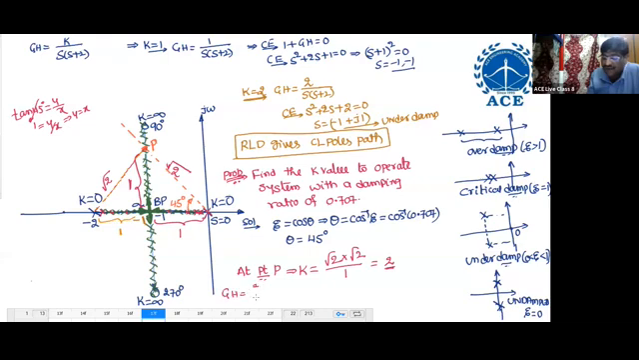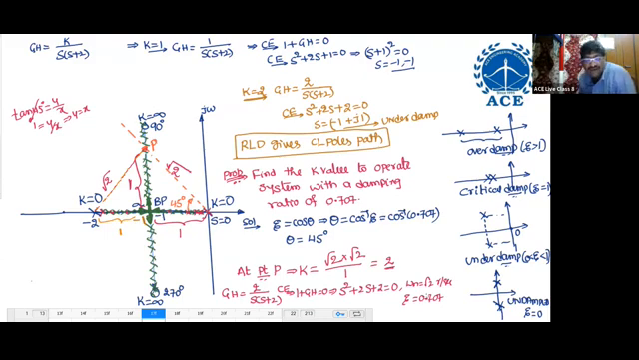GH equals 2 by s into s plus 2. Now write the characteristic equation, 1 plus GH equals 0. So the characteristic equation is s square plus 2s plus 2 equals 0. Find zeta. Omega n equals root 2 radians per second. Find zeta, and no doubt you will get 1 by root 2, which is 0.707. So like this you have to find the k value for the required damping ratio.